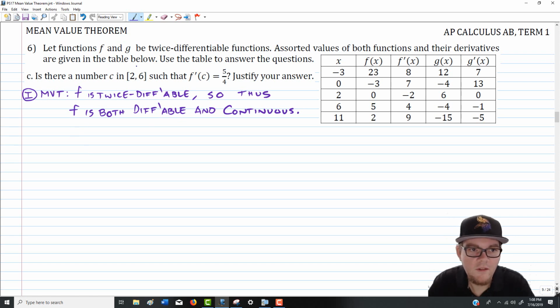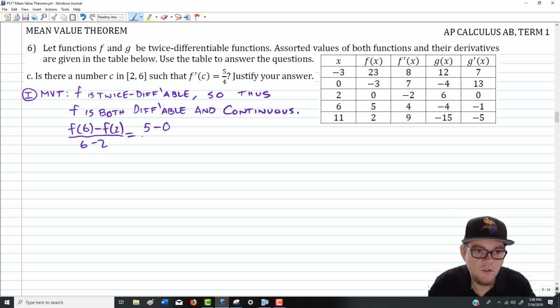Second, we need to consider that interval. So here's the thought. If you see this and you're in a mean value theorem problem set, you're thinking this must be the right interval to get a particular average rate of change. So let's see. What is f of 6 minus f of 2 over 6 minus 2 equal to? Looking at our table, f of 6 is 5, minus f of 2 is 0, all over 6 minus 2, which is 4, which means that the average rate of change is equal to 5/4.